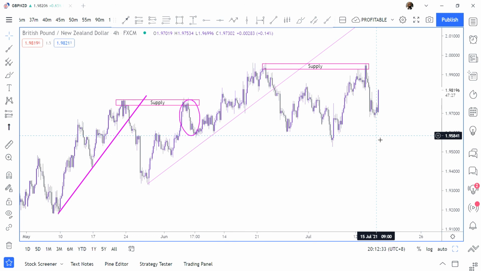So that is it. That is how you spot supply and demand zones on the chart. And when you spot these zones, be ready for your entries, because these are high probability zones that you can take advantage of, for you to hopefully become profitable.